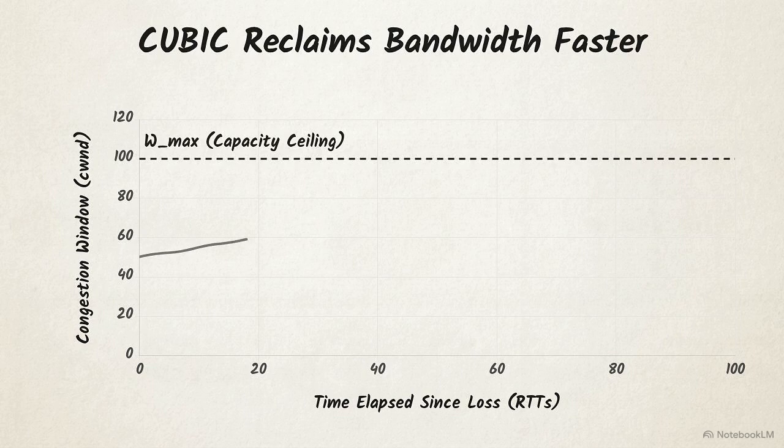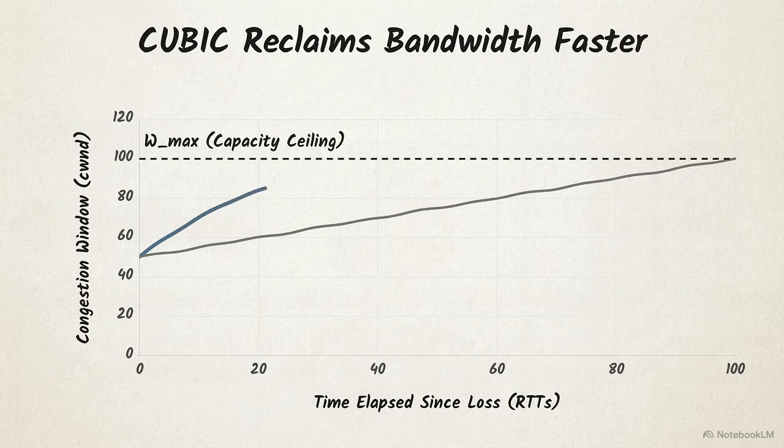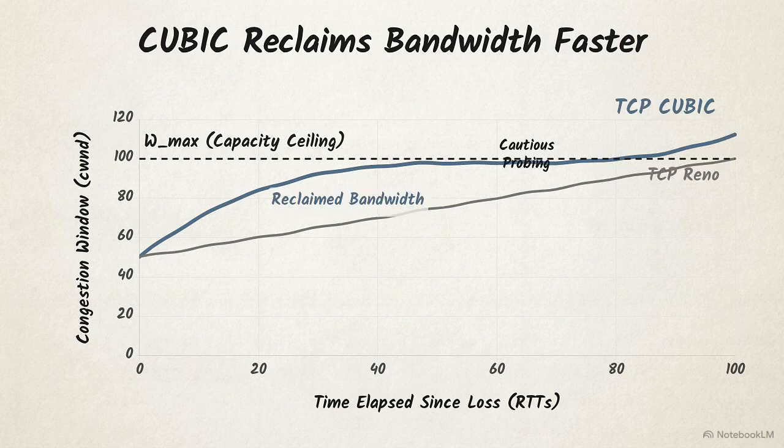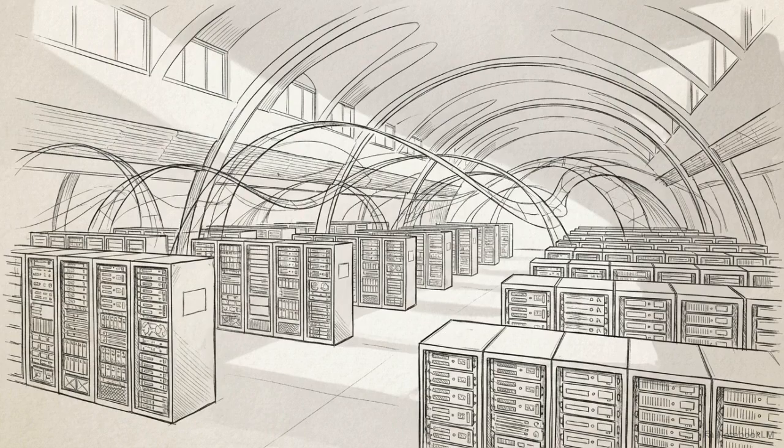While Reno uses a straight diagonal climb, TCP Cubic aggressively shoots upward before leveling off just below the previous peak. This allows the protocol to rapidly reclaim safe bandwidth, while probing more cautiously near the exact point where the previous failure occurred. As network capacities scale, the distributed algorithms governing them must shift from linear growth to more complex cubic curves to keep pace with modern hardware.